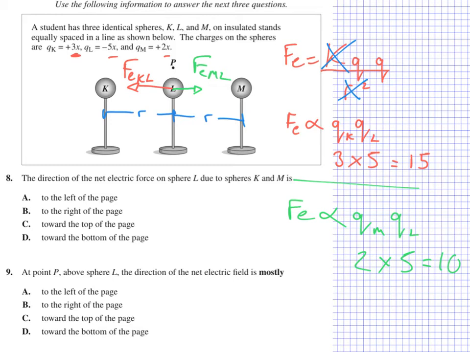So the net force is the sum of these two forces. If I was to draw these two vectors tail to tip, we would see that there would be a resultant going to the left, a small resultant to the left. And so that tells us the answer. We can say that the direction of the net electric force on sphere L due to spheres K and M is to the left of the page. So in this case, the answer must be A.